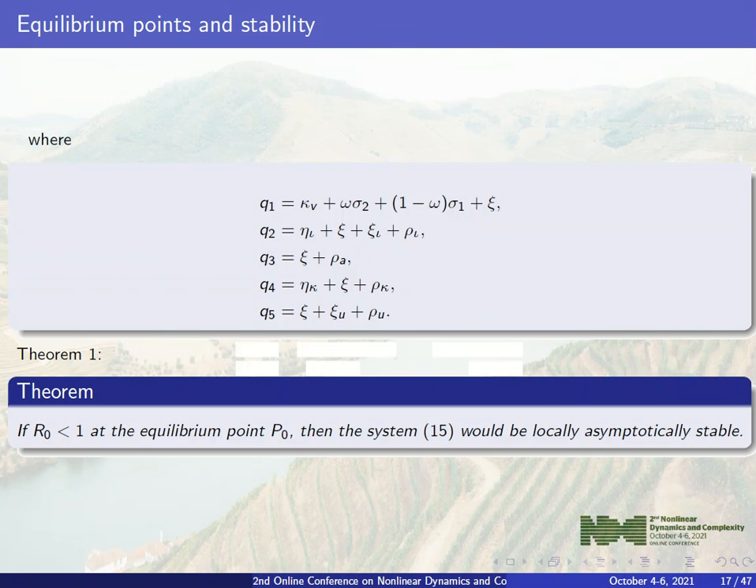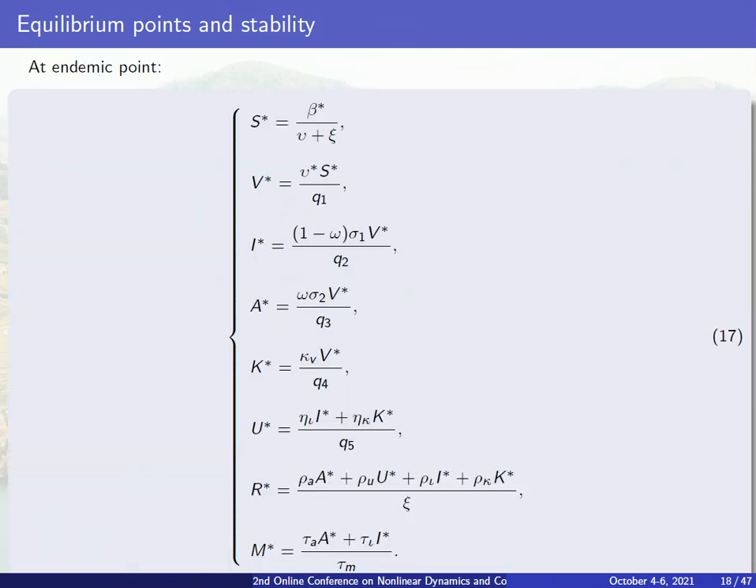If R0 is less than 1 at the equilibrium point P0, then the system 15 would be locally asymptotically stable.